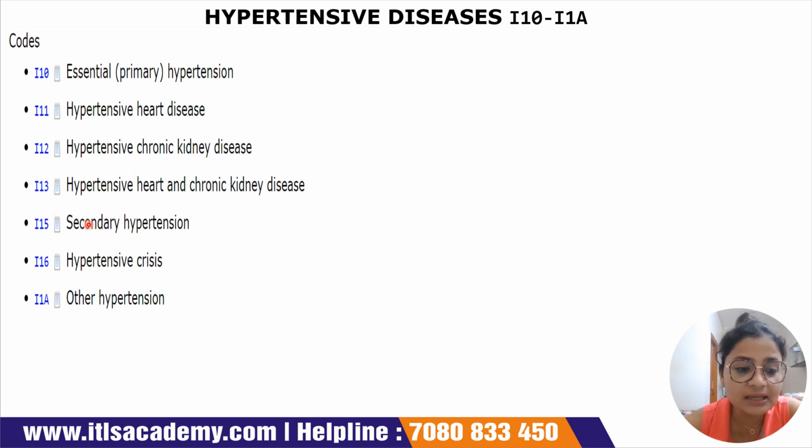Then we have I13, hypertensive heart and chronic kidney disease. Then we have I15, secondary hypertension. Then we have I16, hypertensive crisis. And then we have I1A, that is other hypertensions. Okay, so here also there is an exception to the chronological order. That is this one. After I13 directly comes I15. So there is no I14.